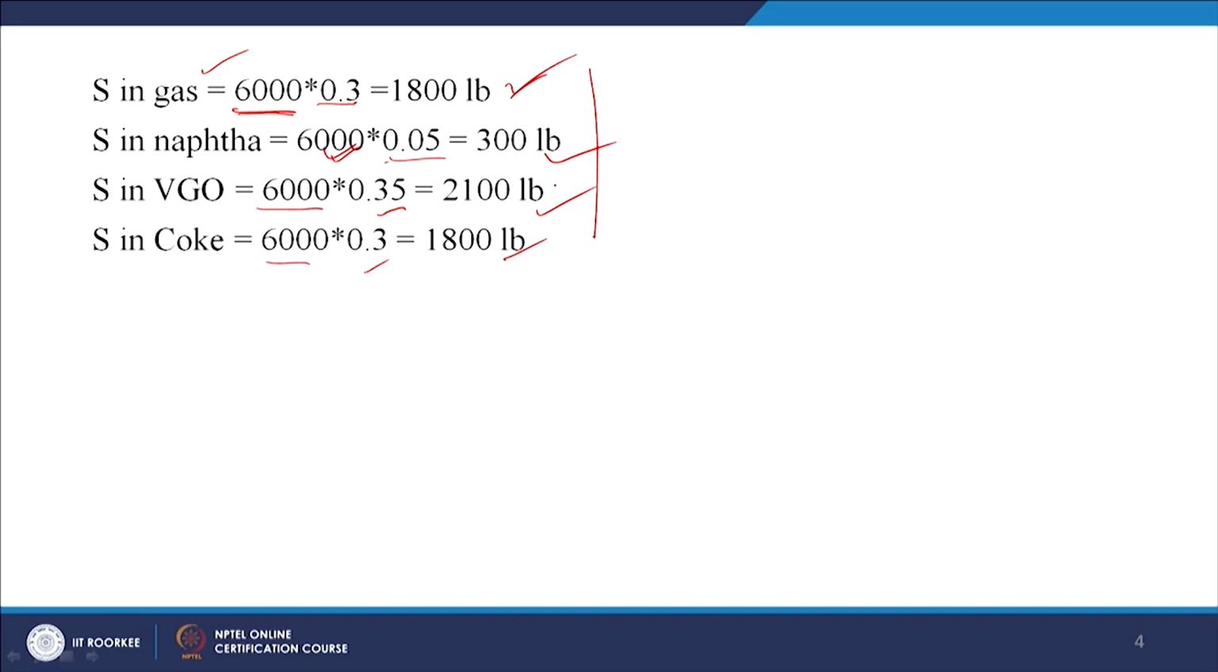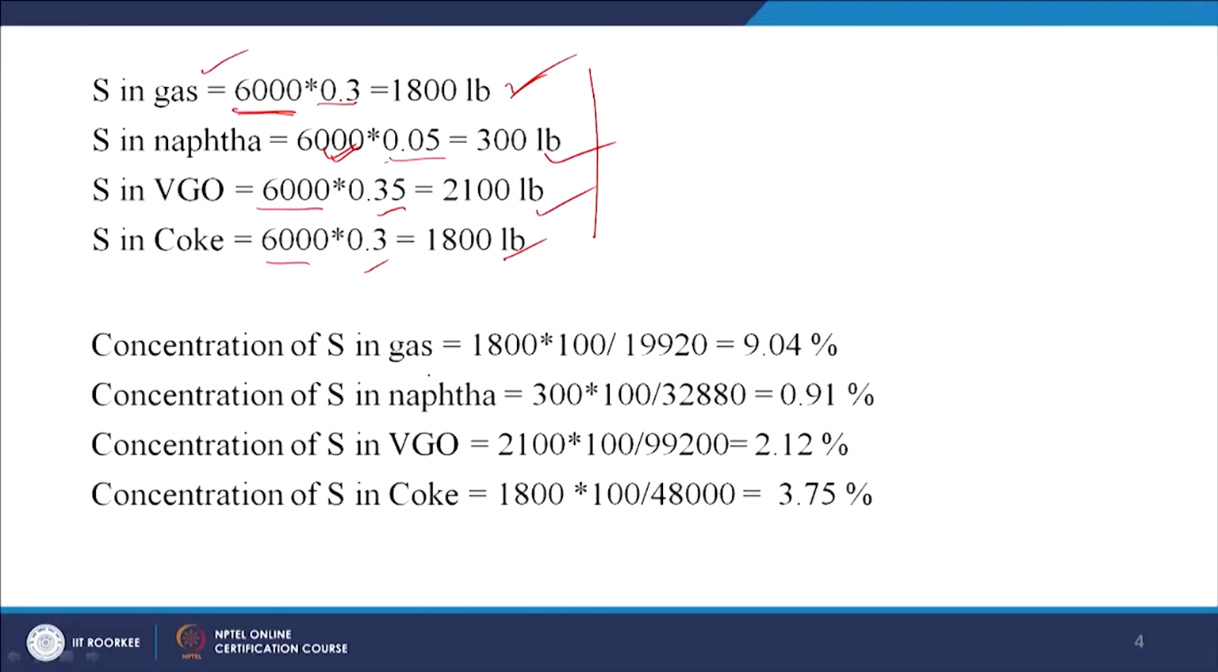Then what will be the percentage? So, then we can convert it into percentage, because we have already calculated the mass of different products we are getting through this process in 1 hour. So, the concentration of sulfur in gas will be the mass of sulfur in the gas divided by the total mass of the gas, into 100, that is the percentage of sulfur in the gas stream. Similarly, the concentration of sulfur in naphtha is the mass of sulfur in naphtha divided by the mass of naphtha into 100.